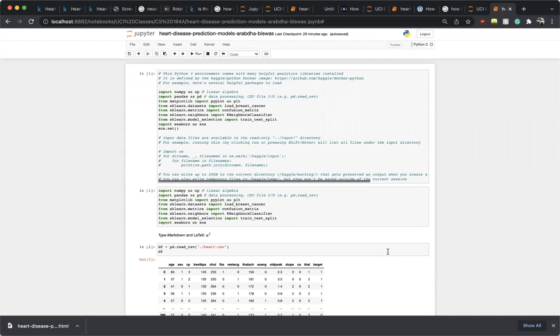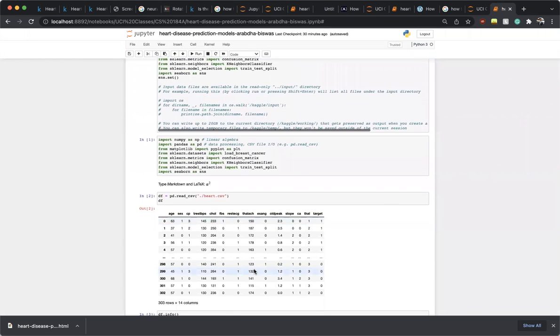Hello, my name is Arabdha, and I'm going to be going over my project, which is heart disease prediction using a multitude of both machine learning and deep learning models. So first, a little bit about my data set.